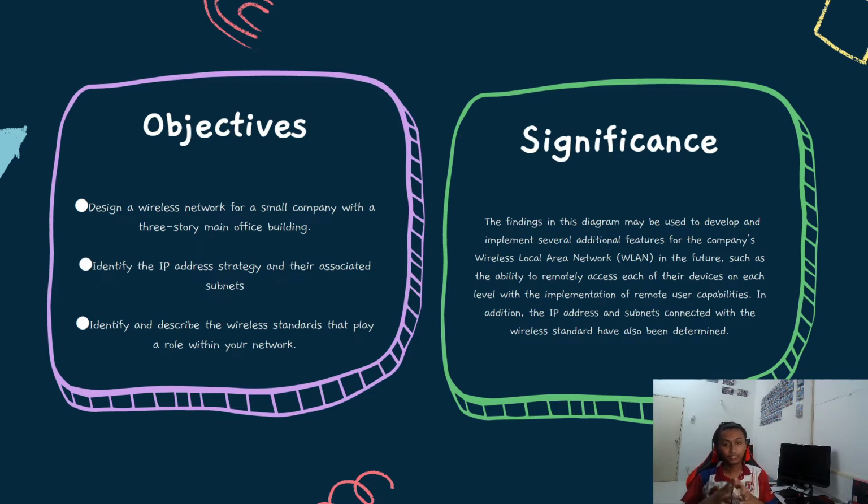For the significance of this project, the findings in this diagram may be used to develop and implement several additional features for the company's wireless local area network, or WLAN, in the future, such as the ability to remotely access each of the devices on each level with the implementation of remote user capabilities. In addition, the IP address and subnet connected with the wireless standard have also been determined.